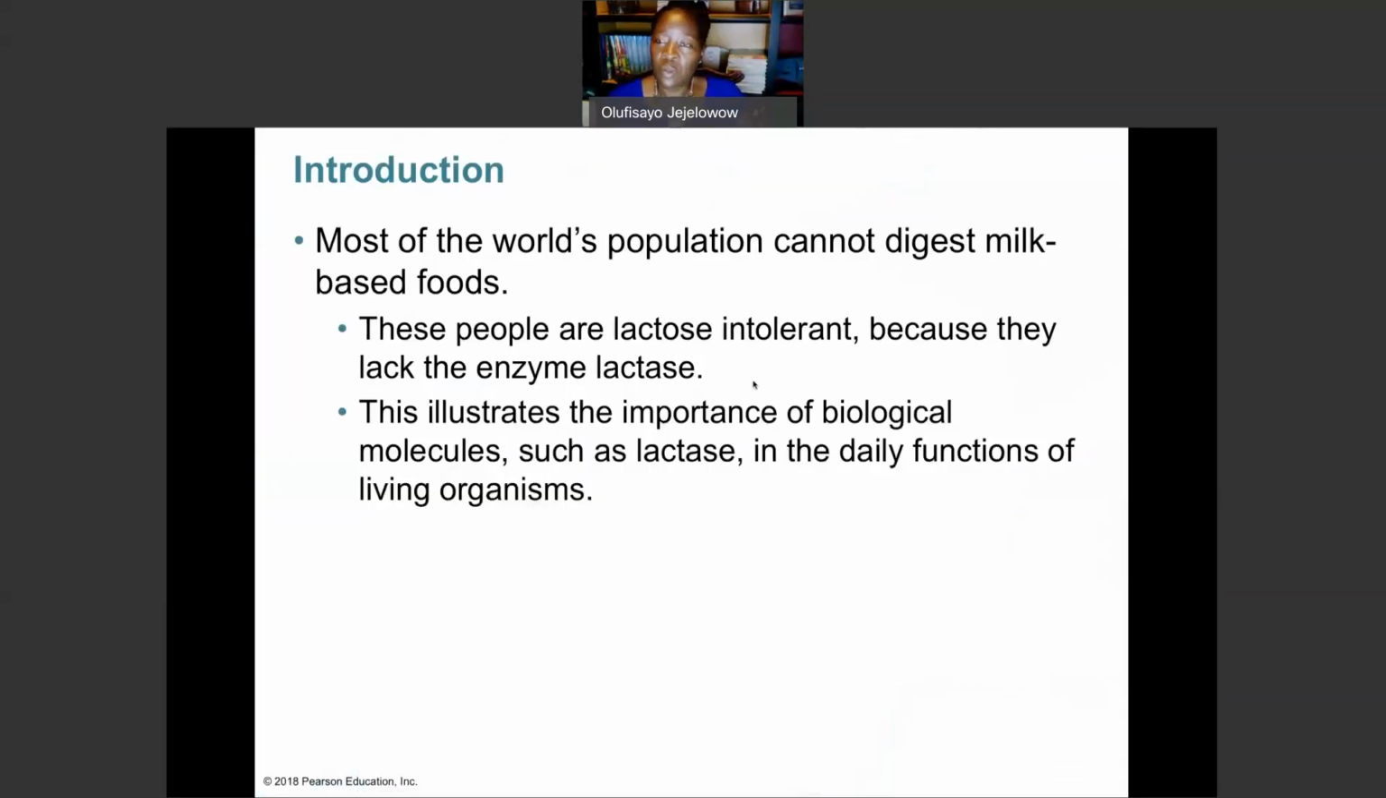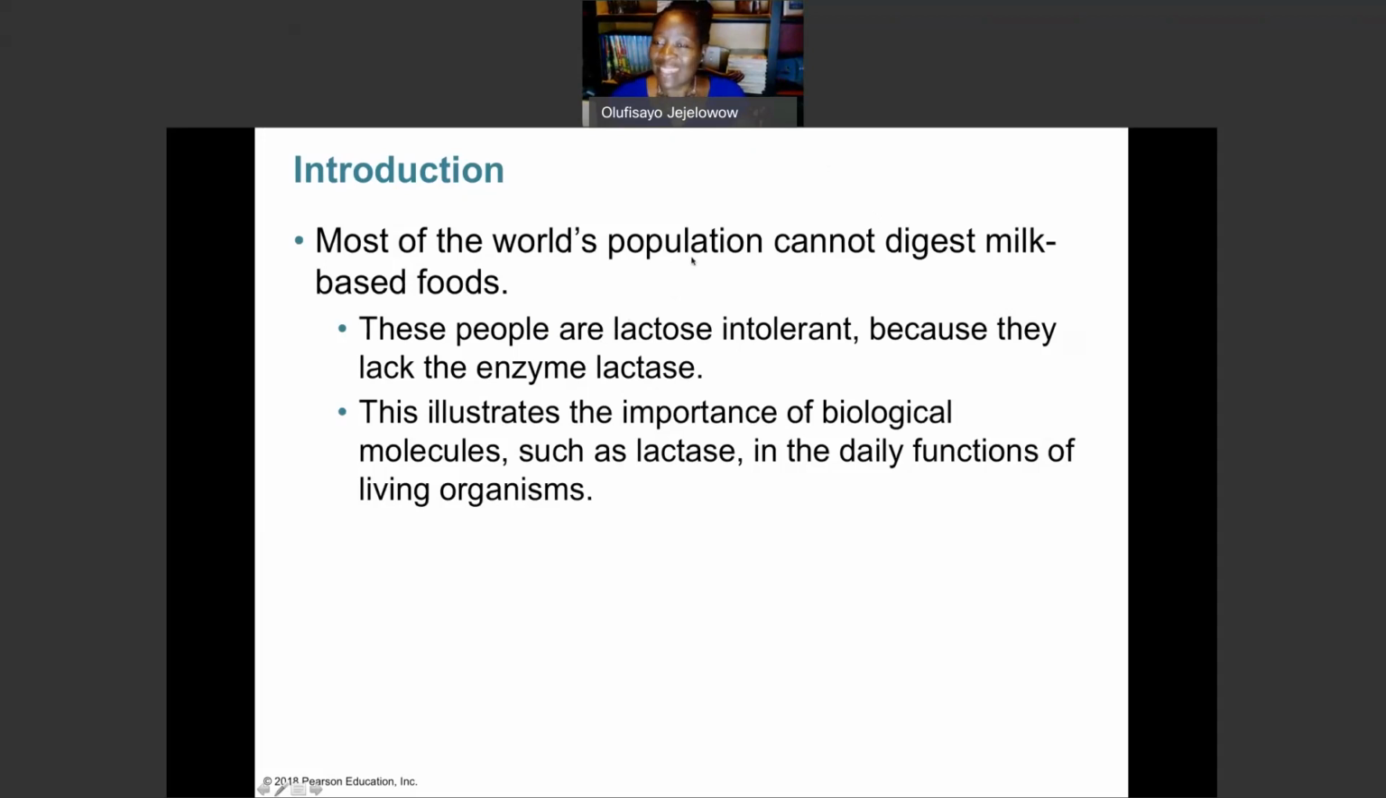So most of the world's population can digest milk-based food. Milk has the carbohydrate lactose in it, and so we need the enzyme lactase to digest lactose. There are people, however, that are lactose intolerant. They do not have the ability to produce lactase, and so when they eat the food, it stays in their digestive system. It's difficult to digest it, and so they are lactose intolerant.